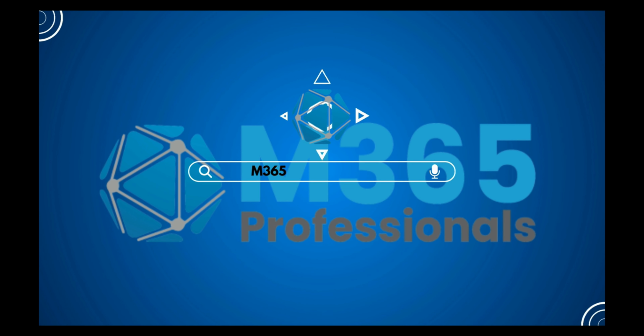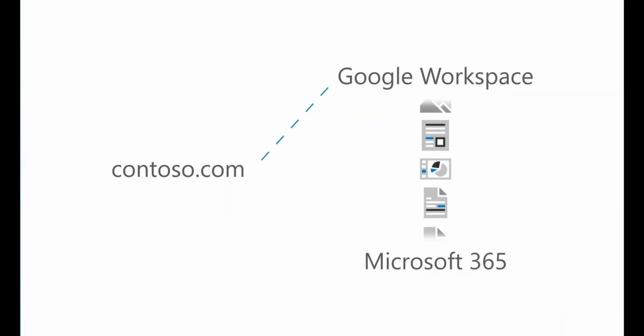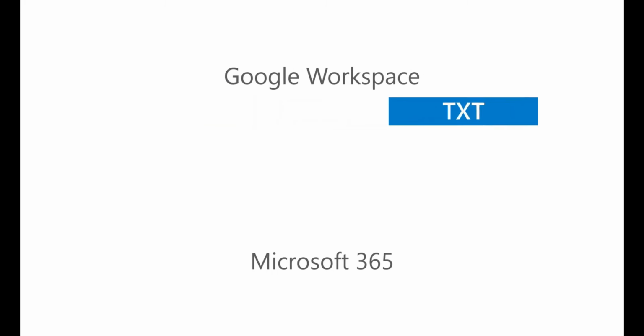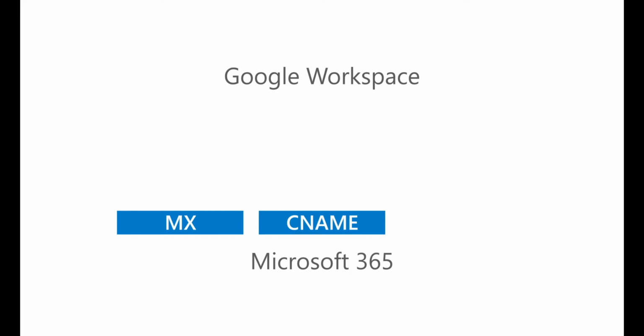Welcome to M365 Professional. Once you've set up Microsoft 365 and moved your data from Google Workspace, you can connect your domain to Microsoft 365. First, we will need to delete existing DNS records from Google. Then we can add new DNS records for Microsoft 365.